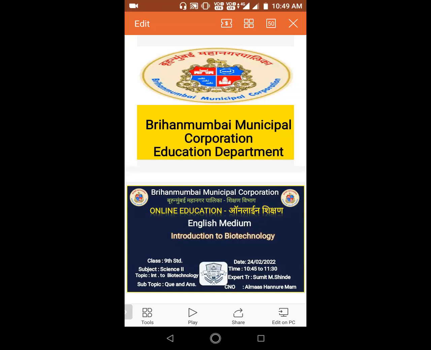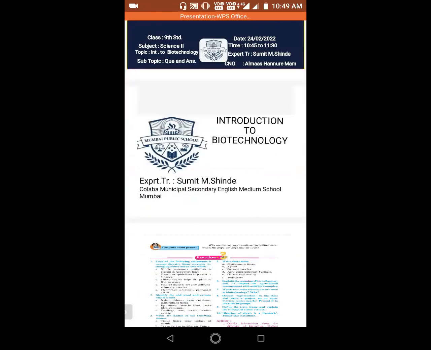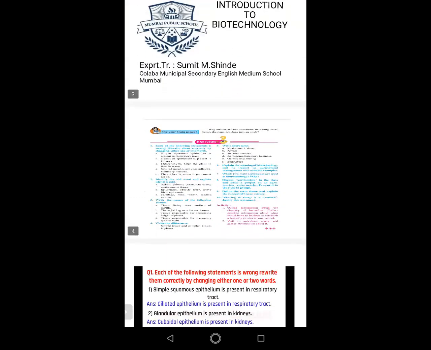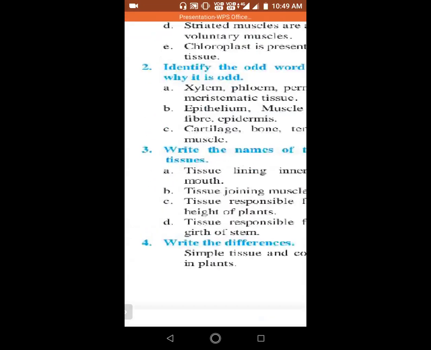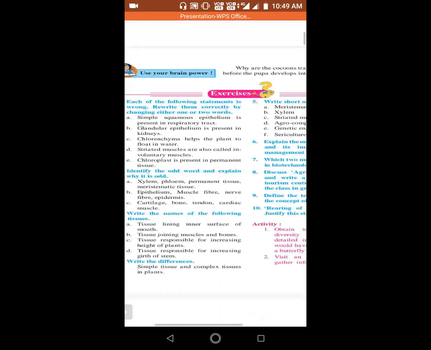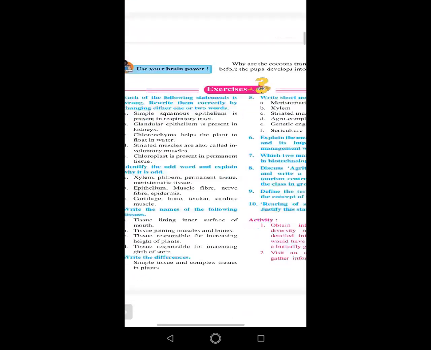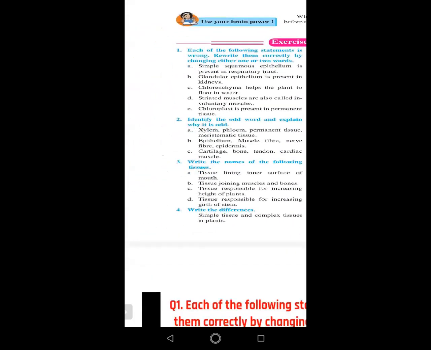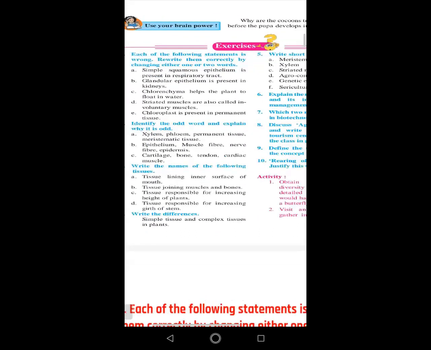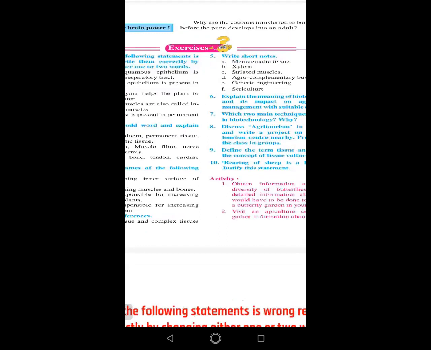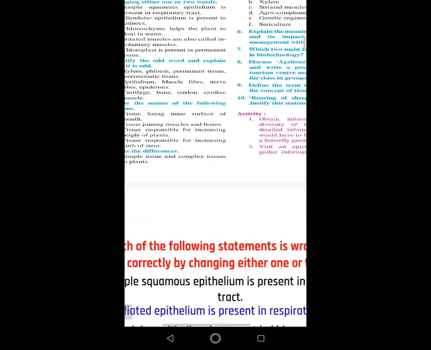I will introduce today's class of 9th standard, Science 2, Introduction to Biotechnology, and our topic is question and answers. My name is Sumit Shinde from the Kolaba Municipal Secondary English Medium School, Mumbai. These are the question answers that you get in your school textbook. Yesterday we saw question number 1, 2, 3, 4, and question number 5, A and B, up to the Xylem. Further, we will take the recap of these question answers.